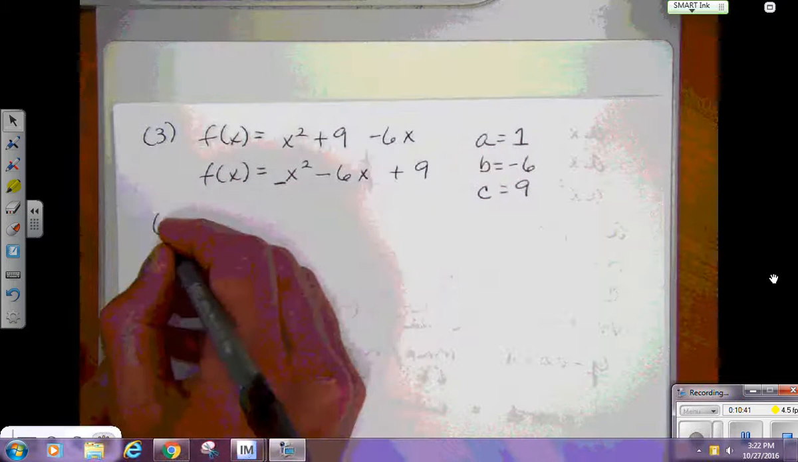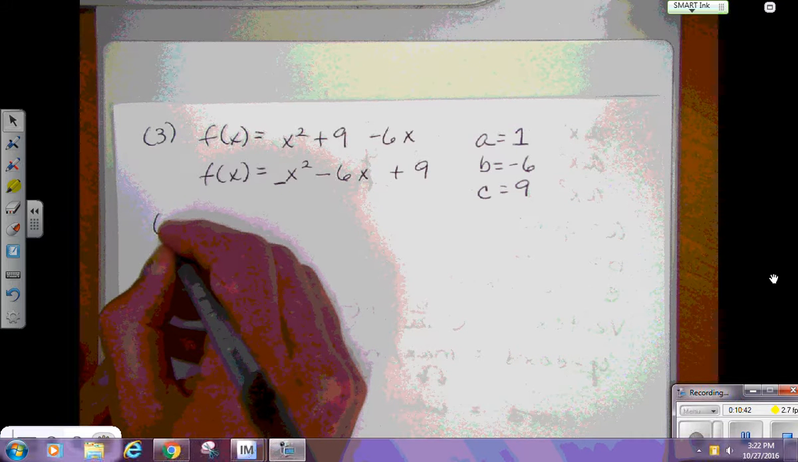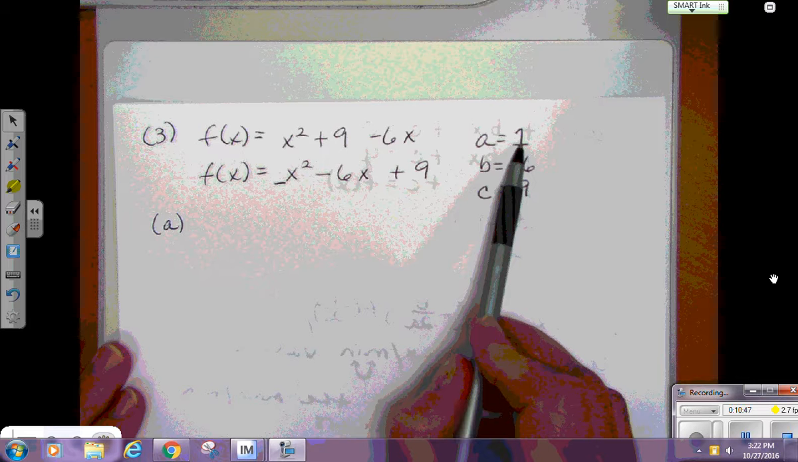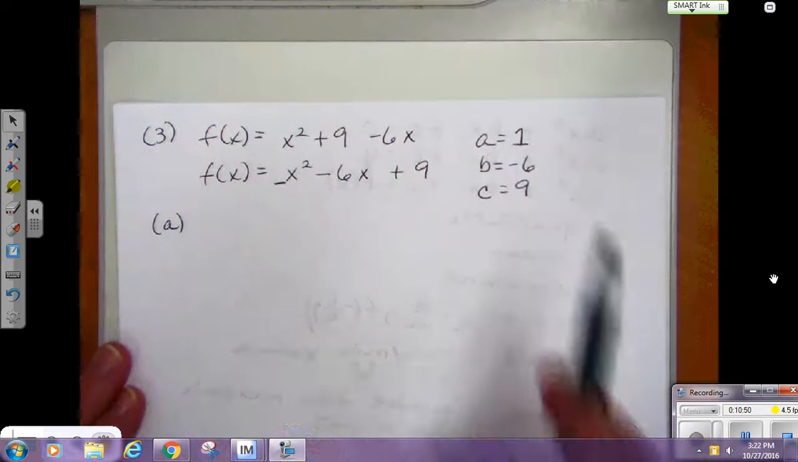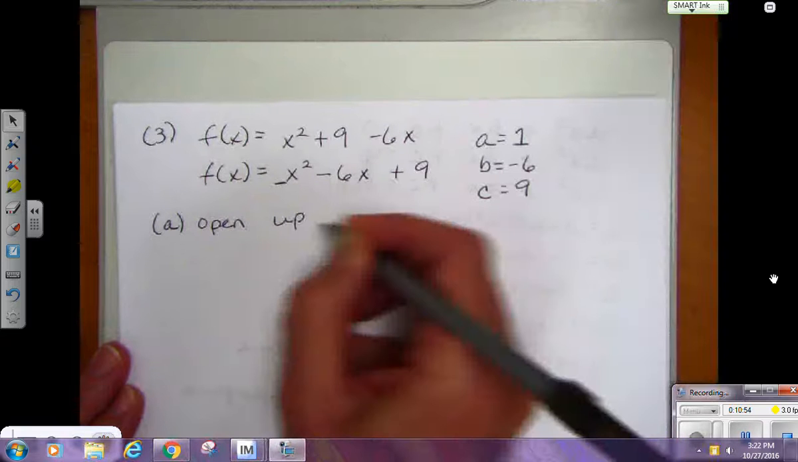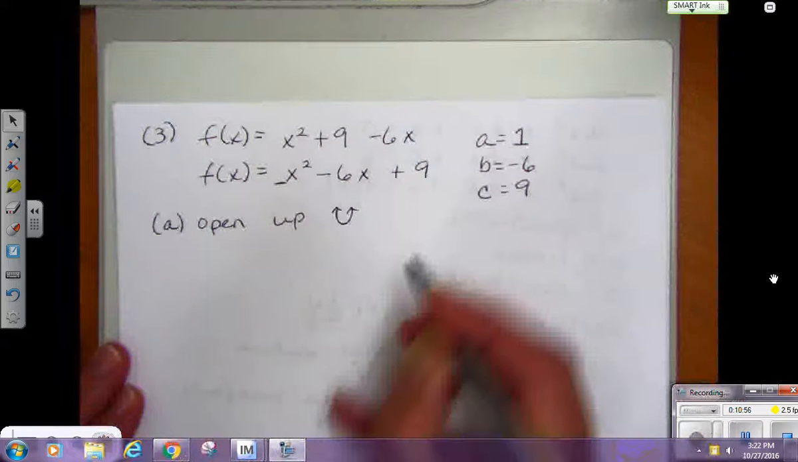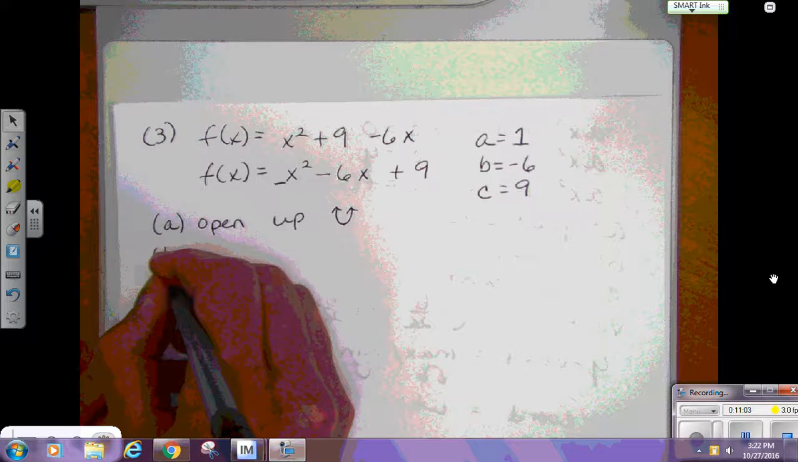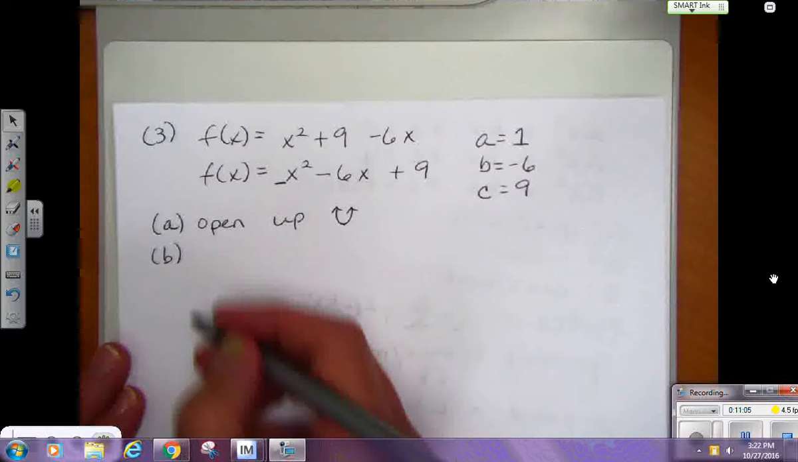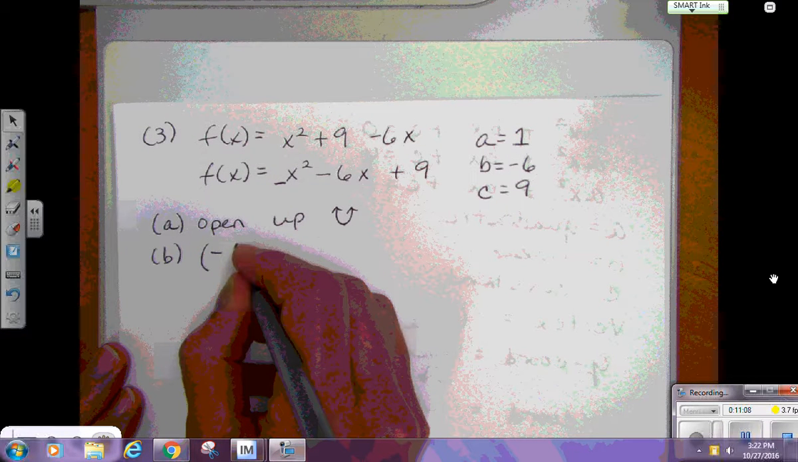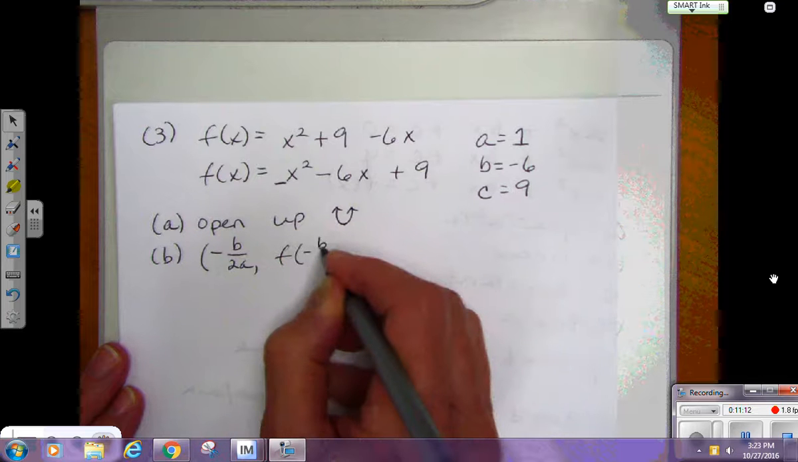Okay, so for A, they want us to find the direction of the opening. Well, that's determined by the sign of your A value. The sign here is a positive 1, so it's going to open up. So from that, you know you're going to have a minimum value. Okay, so we'll save that for later. They don't need that yet. On part B, they want you to find the coordinates of the vertex. Okay, your vertex formula is negative b over 2a and f of negative b over 2a.